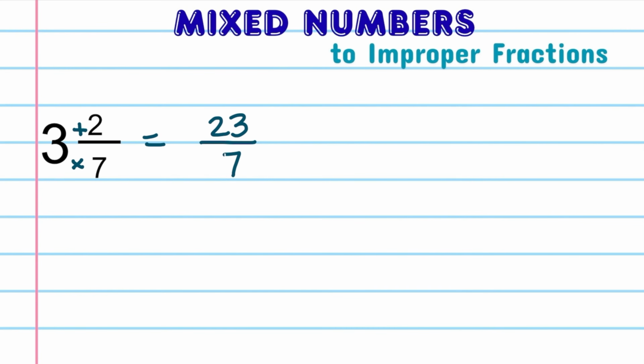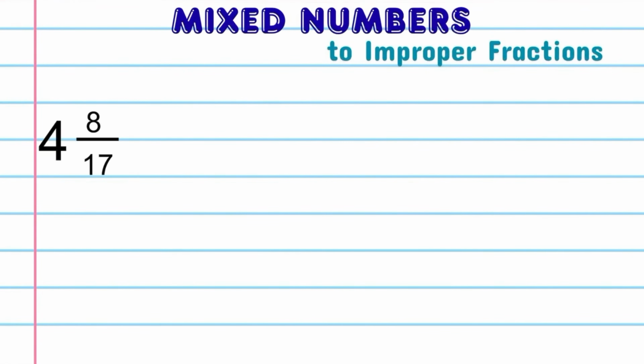Once again, I took my denominator, multiplied it times my whole number, and then added my numerator. You're going to do that every single time. Now, our denominator is going to stay the same. You see that 7? I just brought it right on over, and that's going to be the pattern every single time. Let's look at example 3.